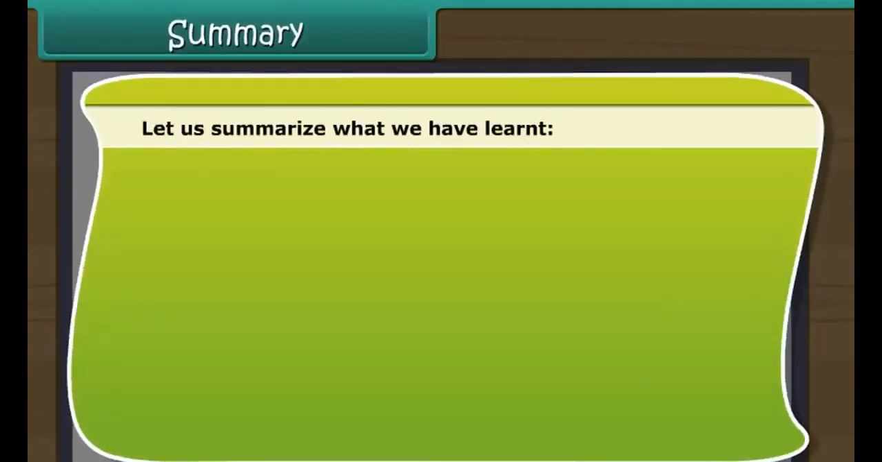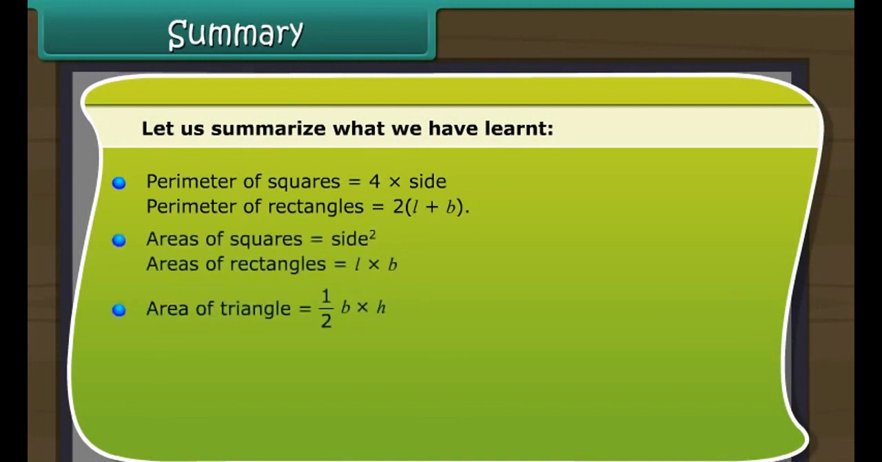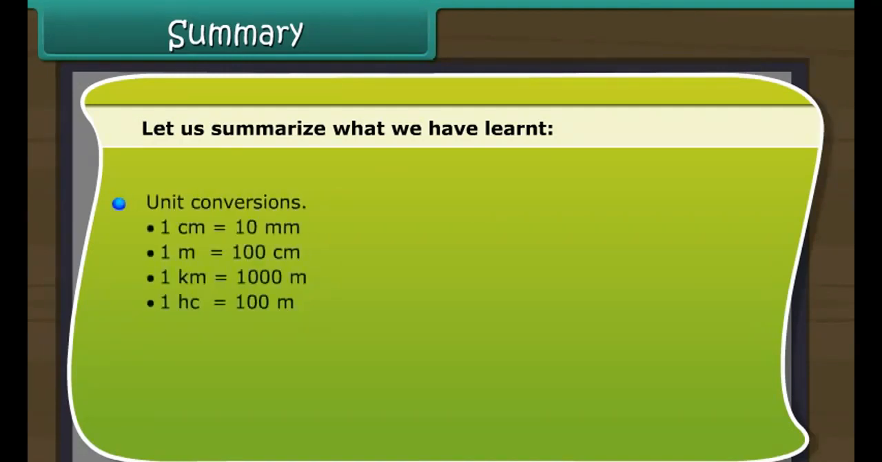Let us summarize what we have learned. Perimeter of squares and rectangles, areas of squares and rectangles, area of a triangle, area of a parallelogram, circumference and area of a circle, unit conversions.